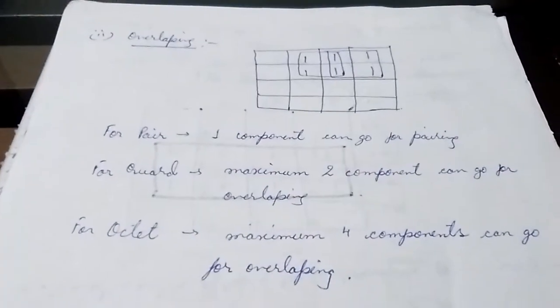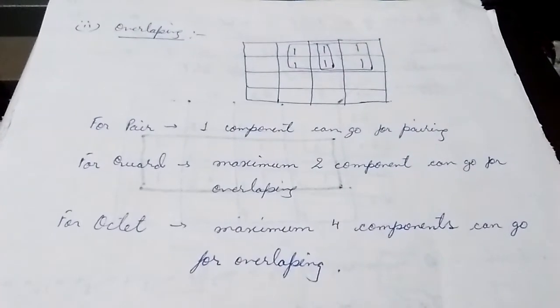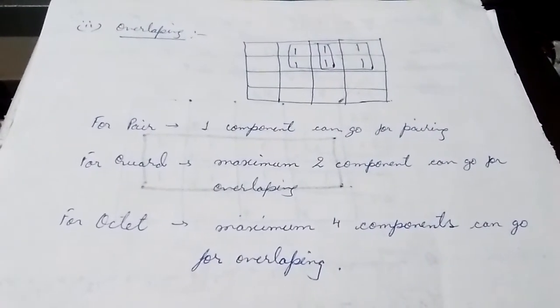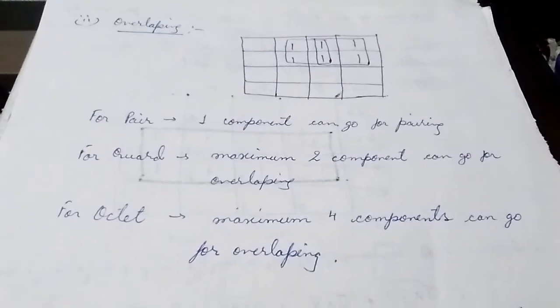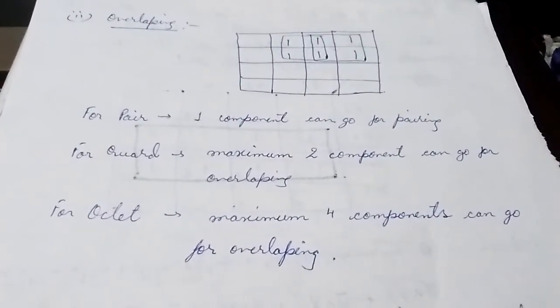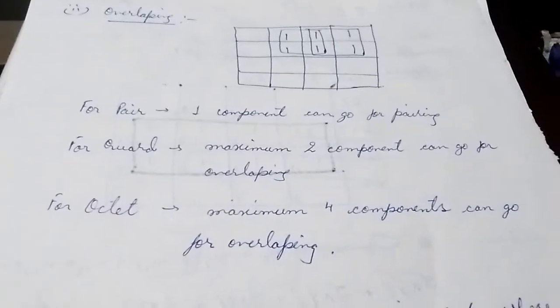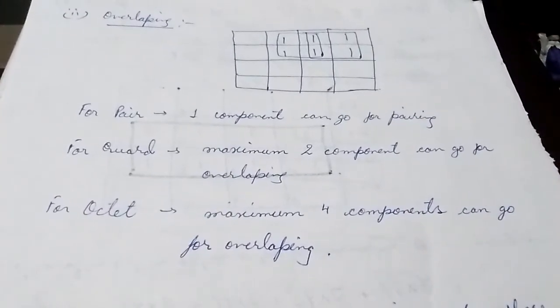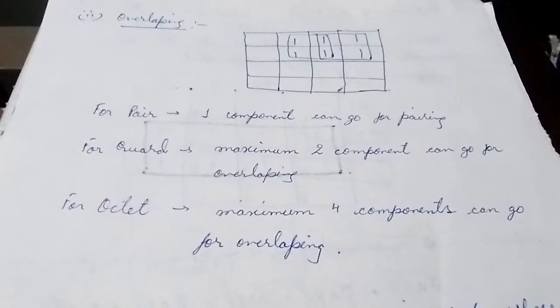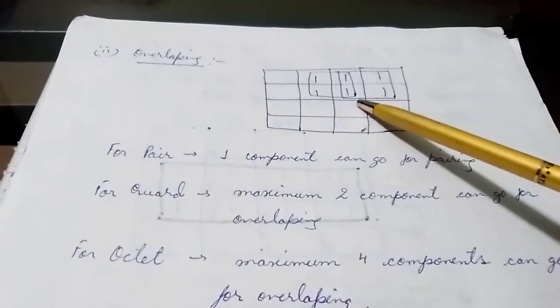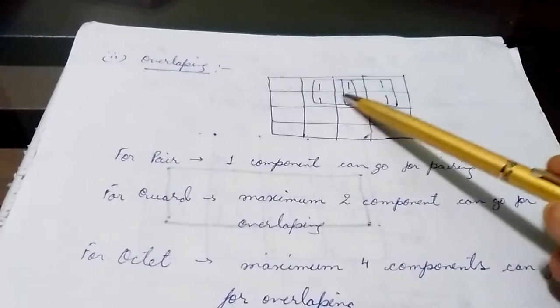So it is summarizing that for a pair, one component can go for pairing. For a quad, a maximum of 2 components can go for overlapping or pairing, and for an octet, a maximum of 4 components can go for overlapping. So this is your overlapping, which is sharing their component values.